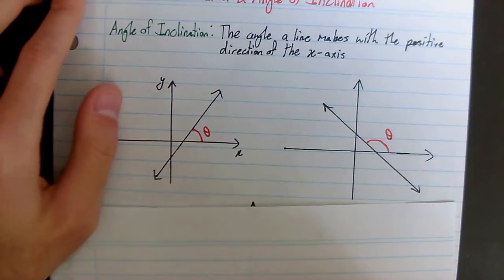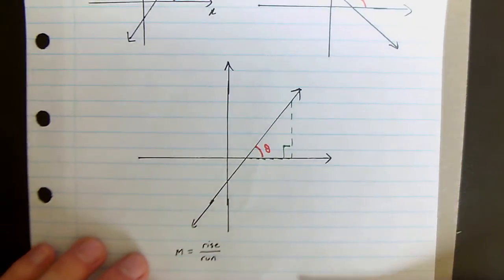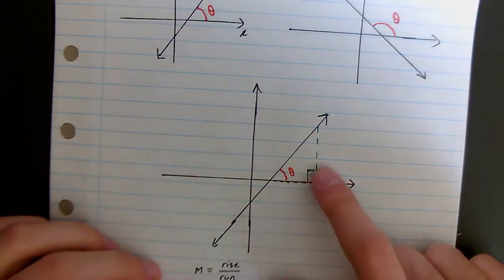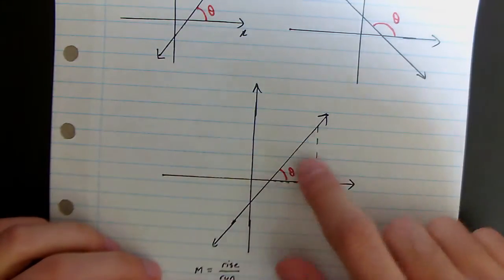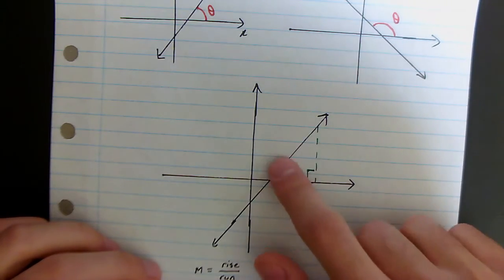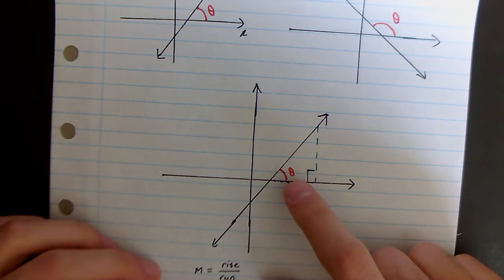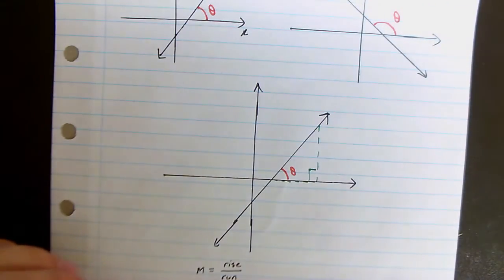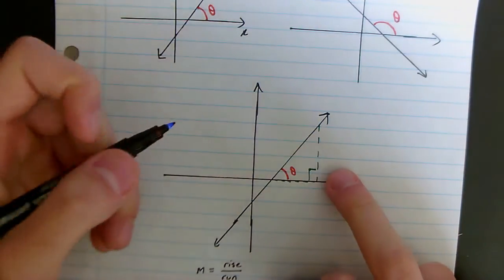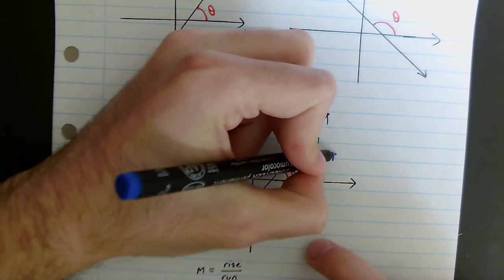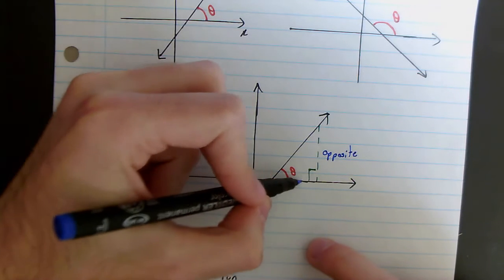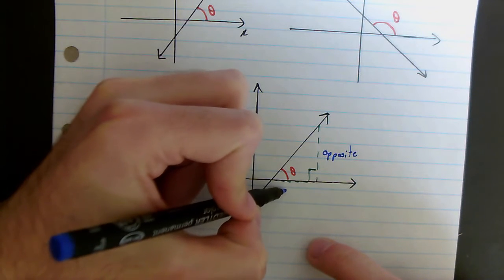So how do we actually get the formula? If we look at a line like this, we can construct a right angle triangle along the line, and in relation to theta, this vertical height here is the opposite side, and this horizontal length here is the adjacent side.